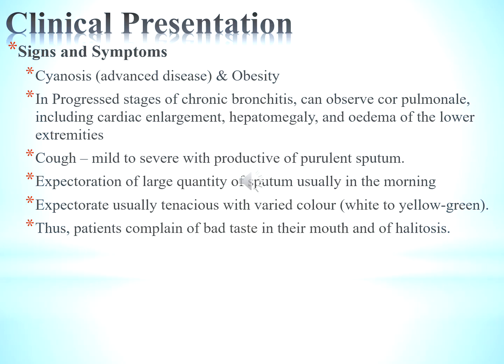The major clinical presentation includes, that is, major signs and symptoms include cyanosis, bluish coloration of the skin due to insufficient oxygen. It will be seen in the advanced stage. Then obesity. In the progressive stage of chronic bronchitis, we can observe cor pulmonale, including cardiac enlargement, hepatomegaly, edema of the lower extremities, then cough, mild to severe with productive purulent sputum, then expectoration of a large quantity of sputum, usually in the morning time, usually tenacious with varied color, from white to yellow-green.